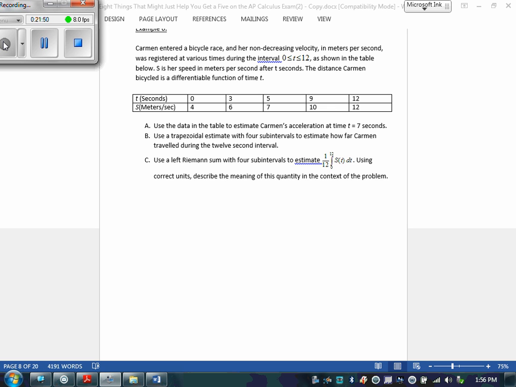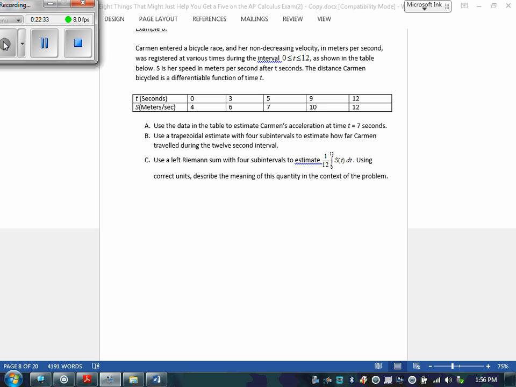She has an increasing velocity in meters per second during the time intervals from 0 to 12 as shown in the table below. So the information that they give you is in meters per second. So that's her velocity, right? Okay. And then it says here, use the data in the table to estimate Carmen's acceleration. So how do I go from velocity to acceleration? Derive, but they don't give me a function to derive, right? So that makes it a little bit tricky that they don't just give me a velocity function that I can derive and then plug in a 7, right? So how am I supposed to find an acceleration if they don't give me an actual velocity function?